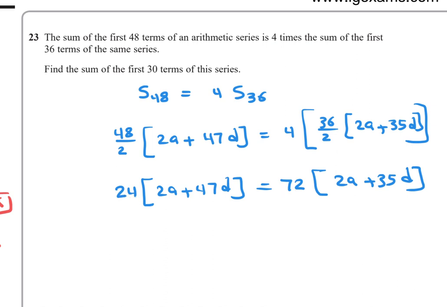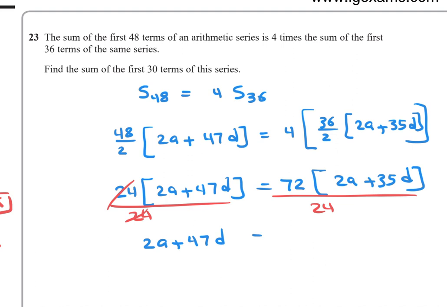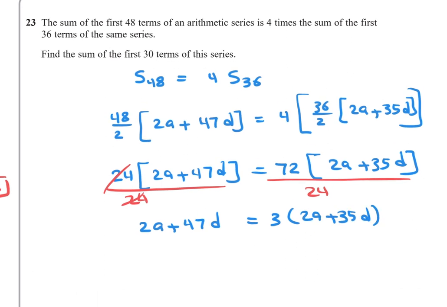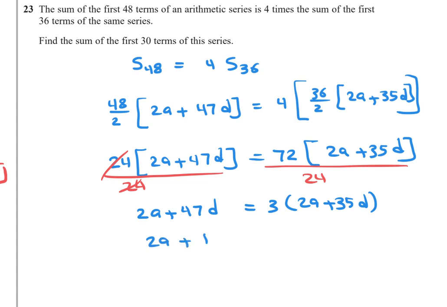72 is divisible by 24, so we can divide both sides by 24. So this cancelled. So now you are left with 2a plus 47d equals 3 into 2a plus 35d. So 2a plus 47d equals 3 times 2a, which is 6a, 3 times 35, which is 105d.